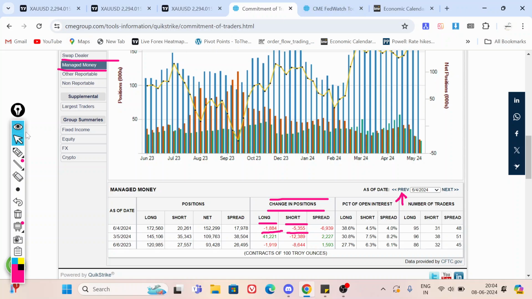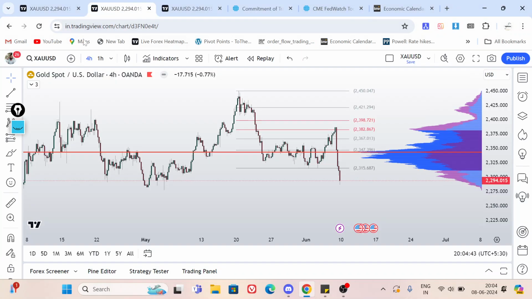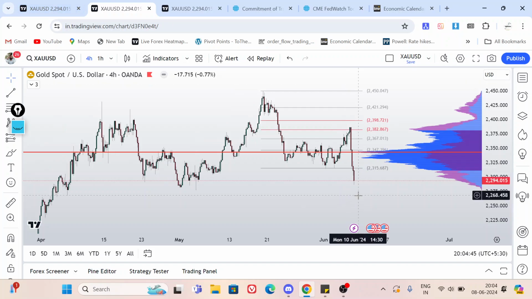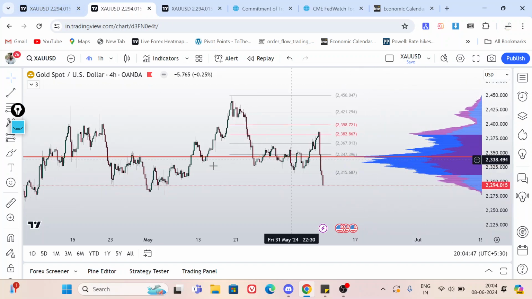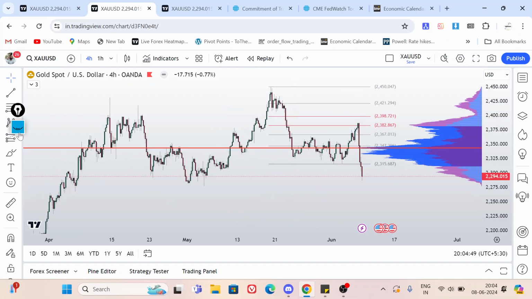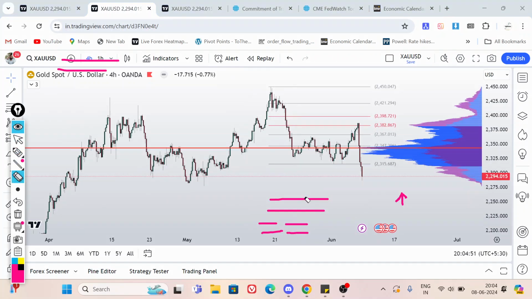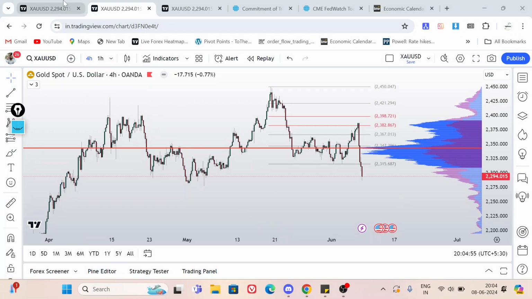Now let's move on to the price action chart and what we have seen in the previous week, and what are the levels that we can look for. We are going to discuss those levels now.